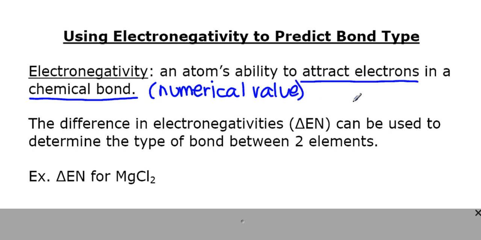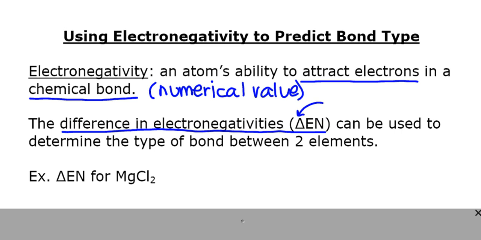And it's a value that's referenced, so you can look that up on your periodic table. If you're looking at the one that we use in class, it's in the bottom right-hand corner. So how do you use electronegativity to predict what type of bond you have? You take the difference between electronegativity values for those elements. So we're shortening difference in electronegativity to using the delta sign here and EN for electronegativity.